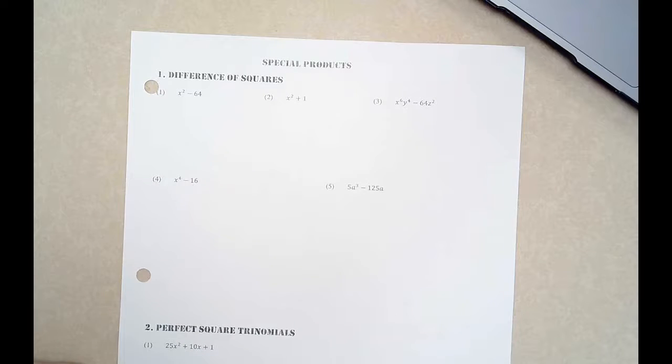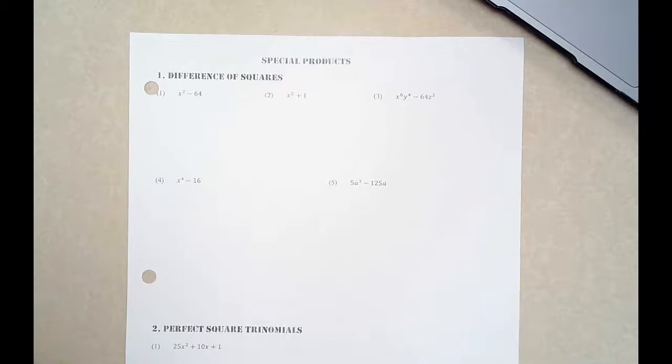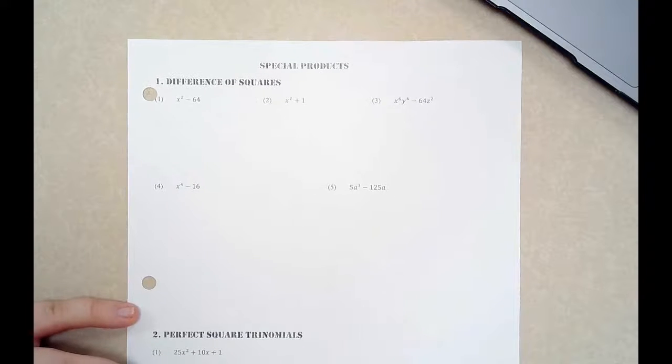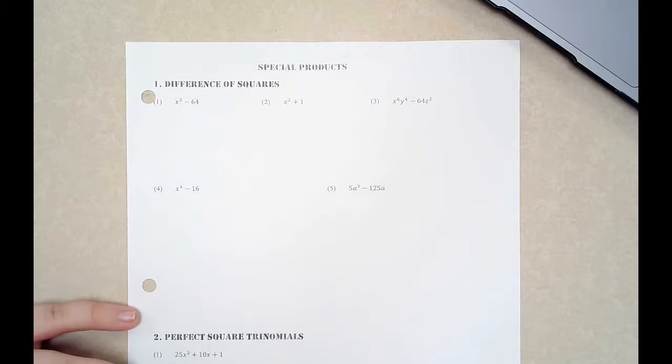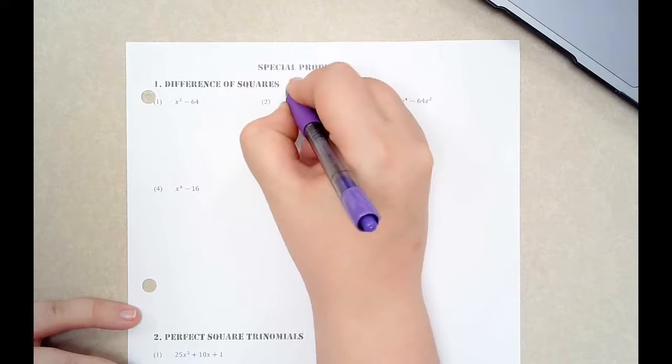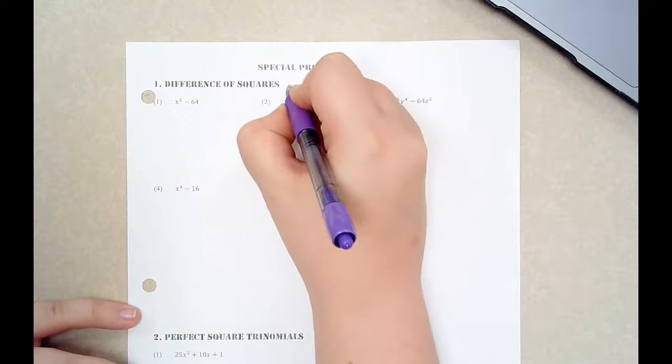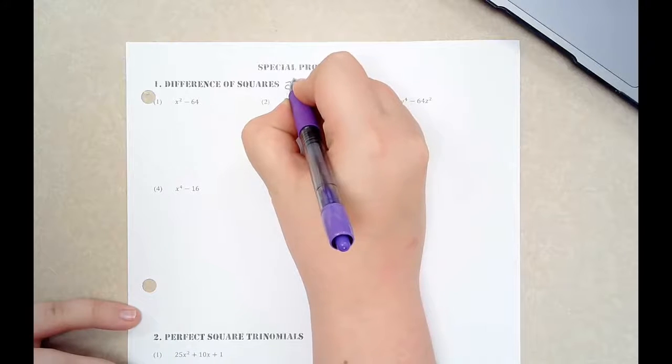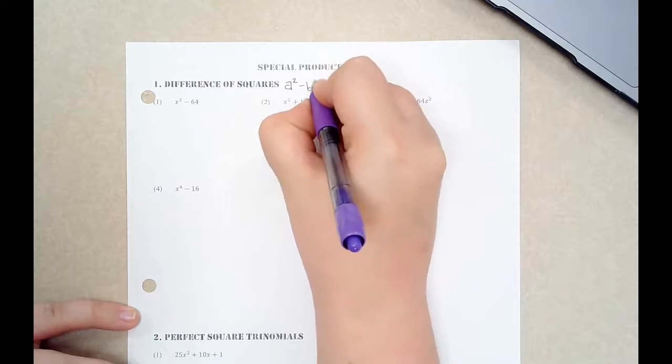2.1, I'm calling them notes. Whatever you call them, they're the factoring review notes. So, the difference of squares is something that uses the formula, or is in the form, of a squared minus b squared.